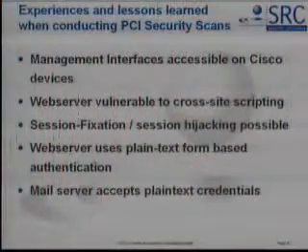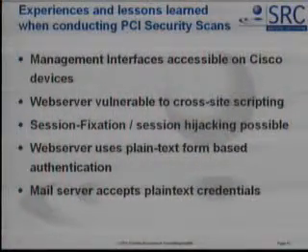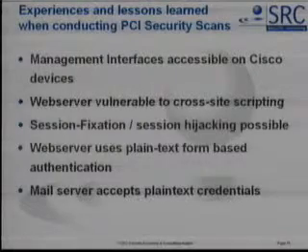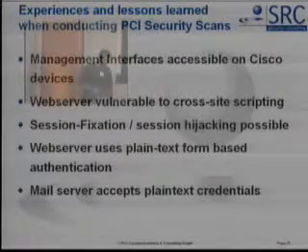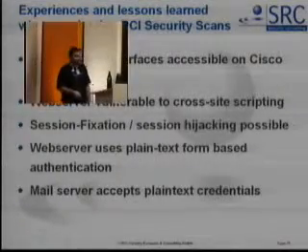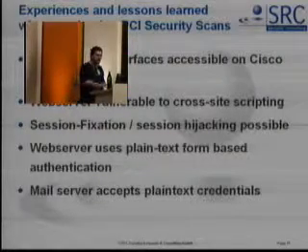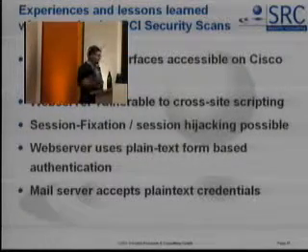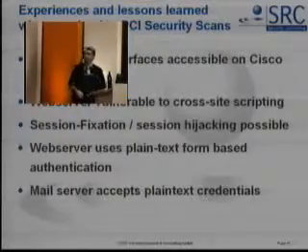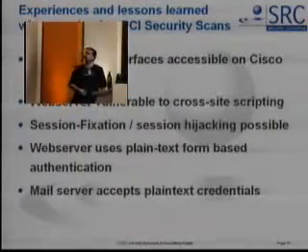This is maybe interesting for the Cisco elite guys. A lot of management interfaces were accessible on Cisco devices. I don't know if you have to manage them from the whole internet, but maybe they can limit it to some special IPs or a VPN. But we found them a lot.